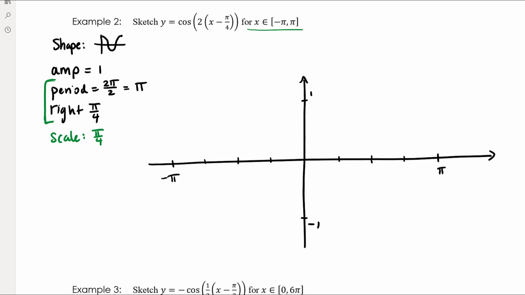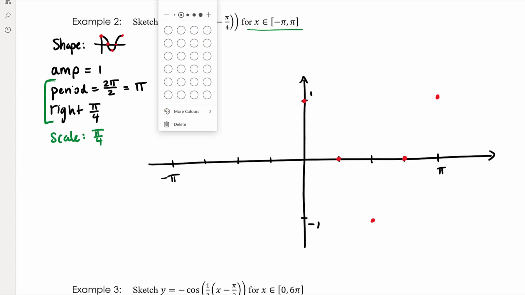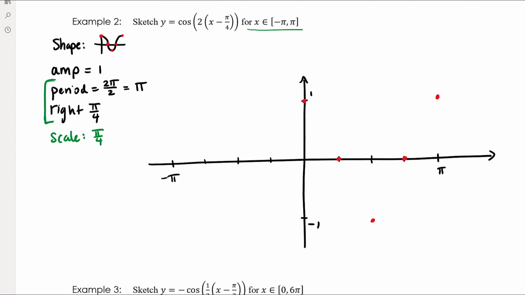Now, again, what I want to focus on is plotting out the 5 key points that define the first period, 1, 2, 3, 4, 5, without the translation. So our graph is a cos graph with a period of pi and an amplitude of 1. Without the translation, it would start at the top here, it would finish at the same height, halfway along the period it would be at the minimum value, and halfway between those maxes and mins, we'd have x-intercepts. So those 5 red points define the period without the translation.